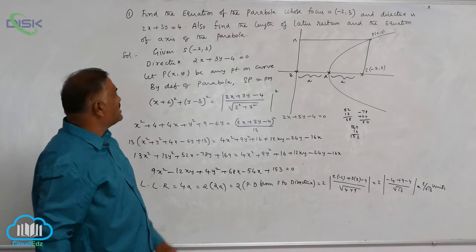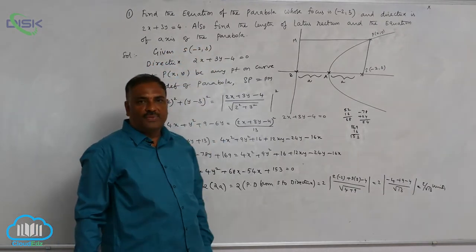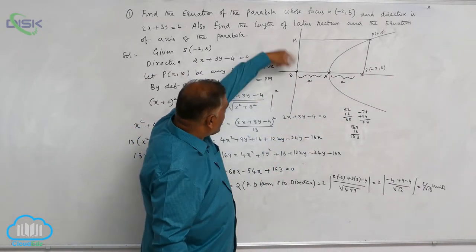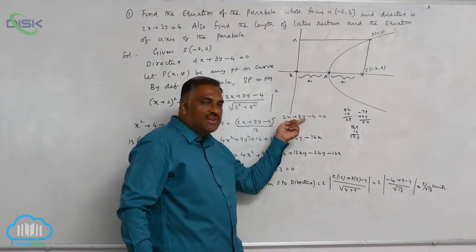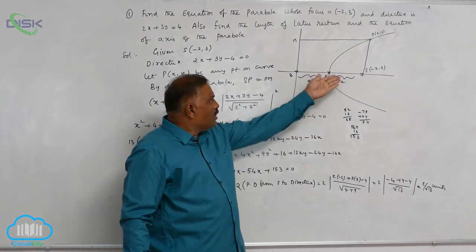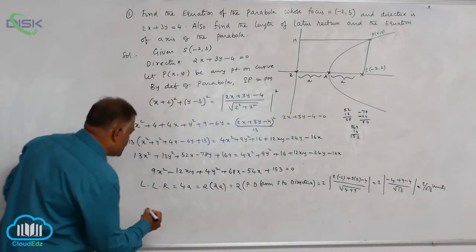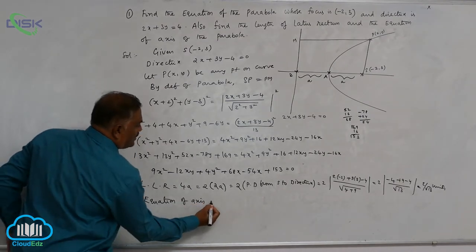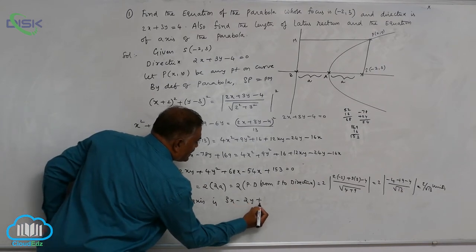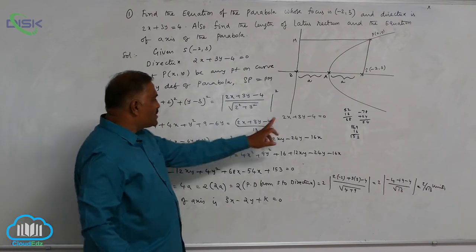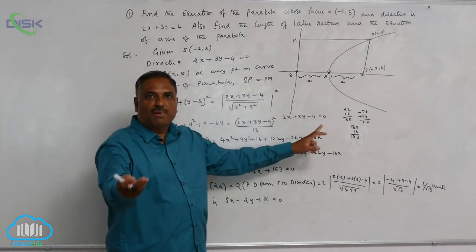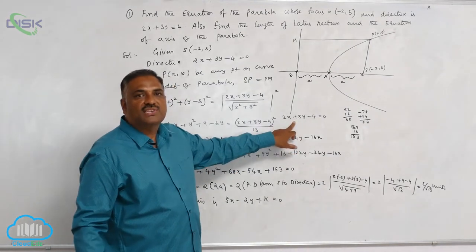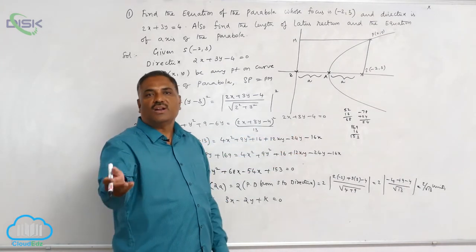And the last part of the question is the equation of the axis of the parabola. Now you can see this is the principal axis of the parabola, which is perpendicular to the directrix. So the directrix equation is given to you. When it is given to you, you can write down a perpendicular line. So the equation of the axis is 3x - 2y + k = 0. If it is 2x + 3y - 4 = 0, its perpendicular means exchange the coefficients of x and y and replace by the opposite sign in between x and y, plus an unknown quantity k.